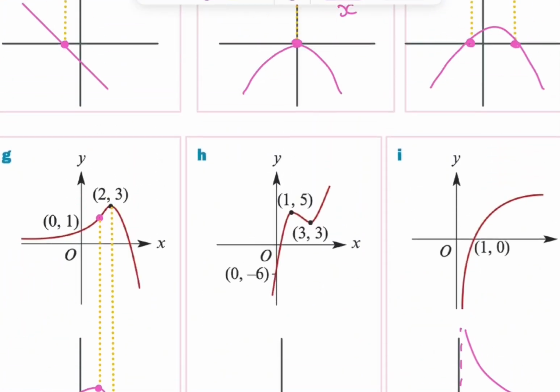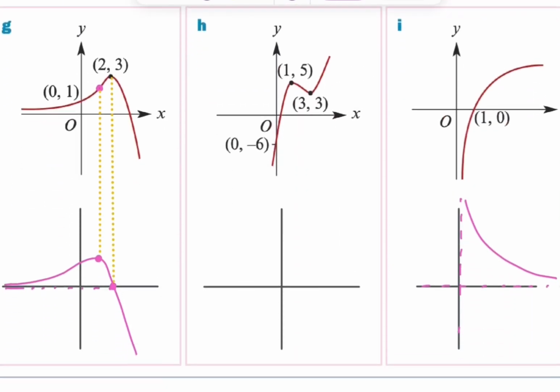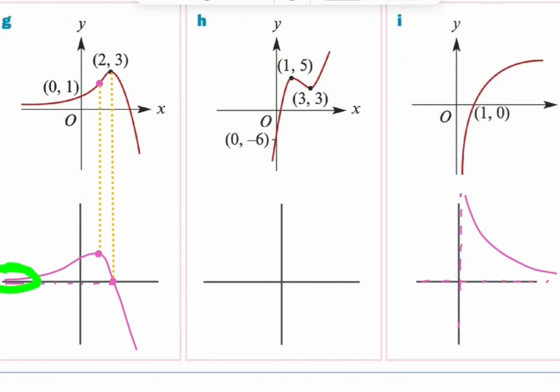In all these examples, we first plotted where our zero gradients were. We looked at whether it was positive or negative gradients either side of that. And in some cases, we had to consider asymptotic behaviour or where the steepest gradient was.